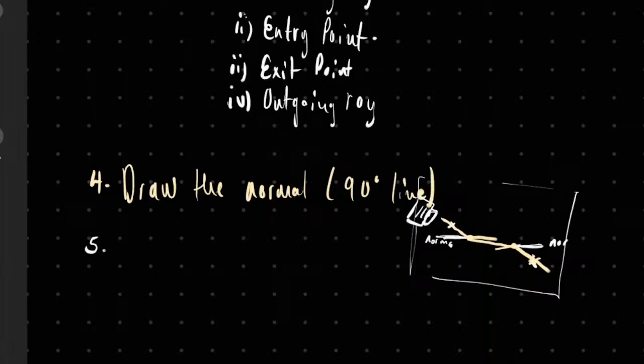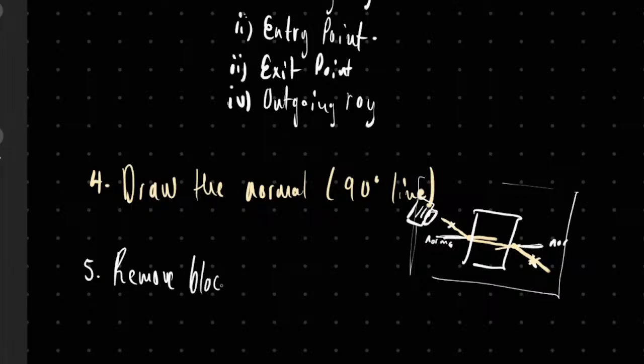So, number 5 is to remove the block, which was here. You remove it. So number 5, remove block and join the lines.